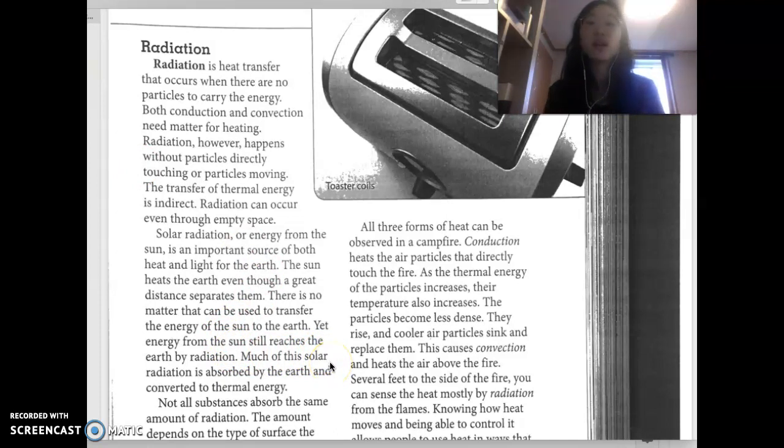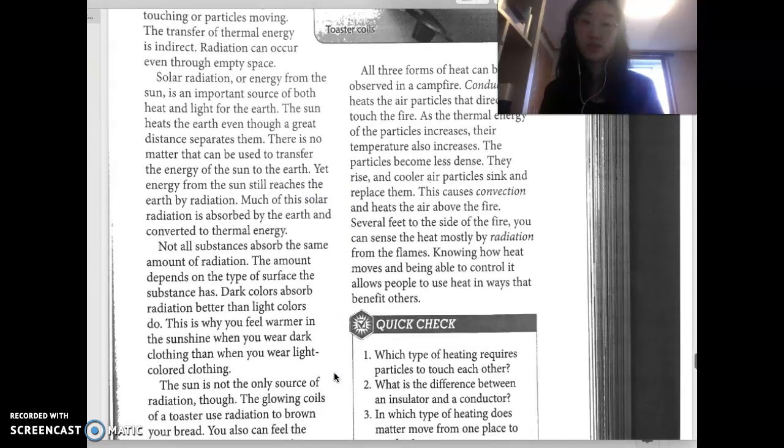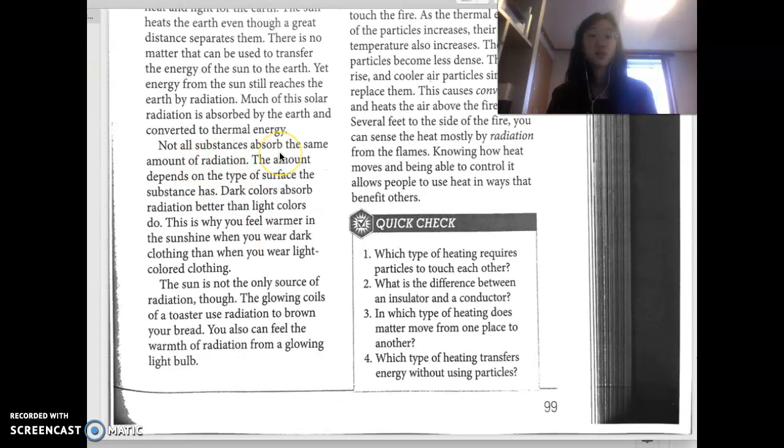Much of this solar radiation is absorbed by the earth and converted to thermal energy. Not all substances absorb the same amount of radiation. The amount depends on the type of surface the substance has. Dark colors absorb radiation better than light colors do. This is why you feel warmer in the sunshine when you wear dark clothing than when you wear light clothing. So that's why in the summer it's recommended that you wear white shirts. It'll keep you cooler. The sun is not the only source of radiation though.